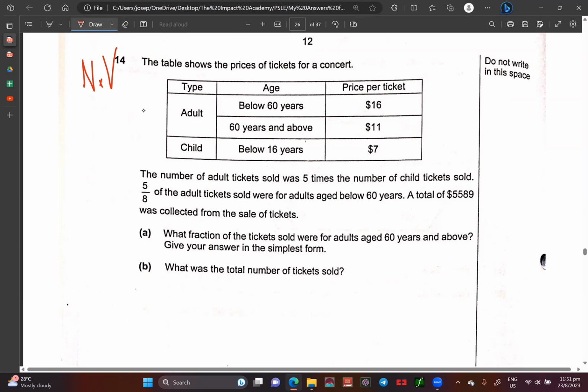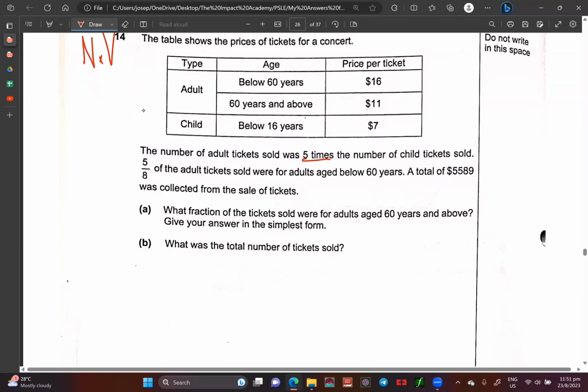Now it says that the number of adult tickets sold was 5 times the number of child tickets sold. So what I'm trying to tell you is basically adult tickets will be 5 units. And for child tickets, it will be 1 unit.